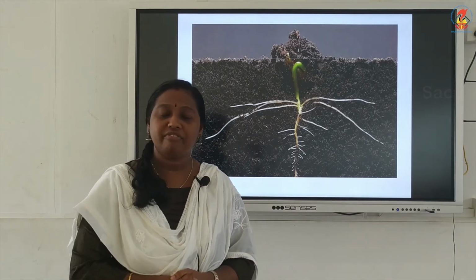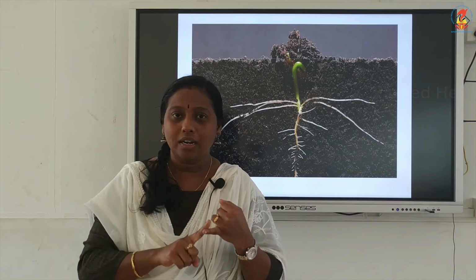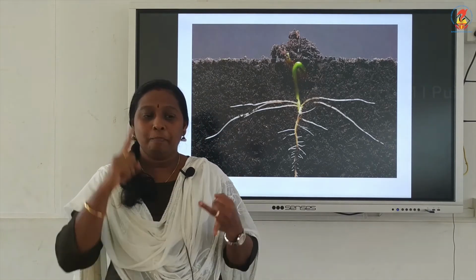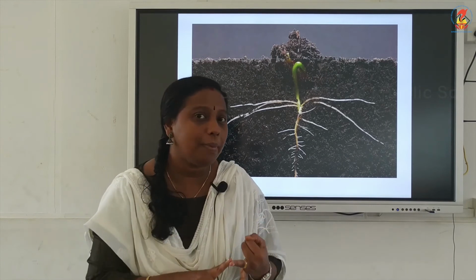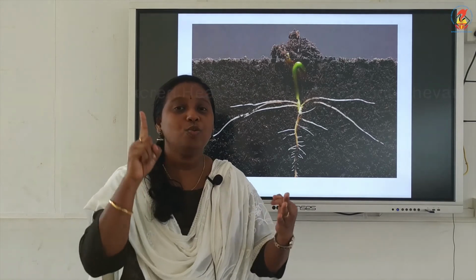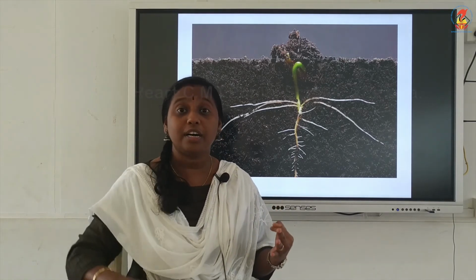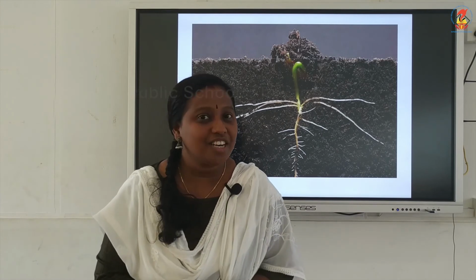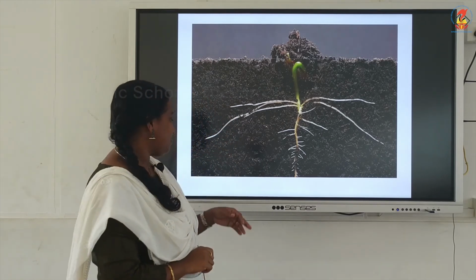So what are the different functions of a root? Number one, the root will help in absorbing water from the soil. Number two, the roots will help in absorbing minerals from the soil. And number three, the roots will help the plant to firmly anchor in the soil. Is this clear, children? Okay.